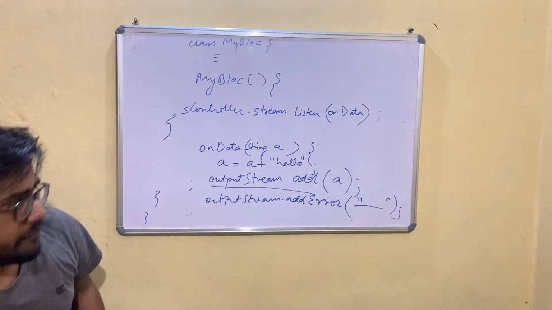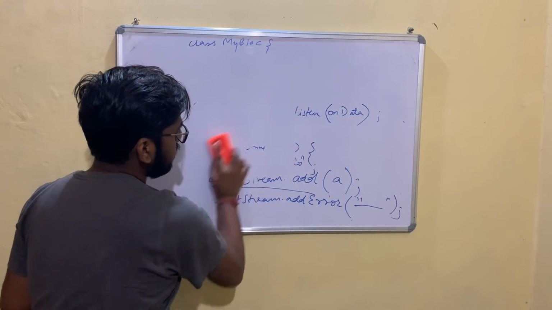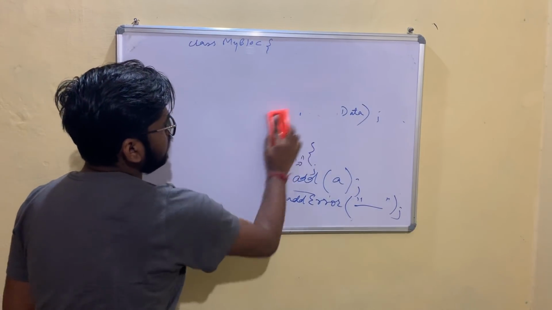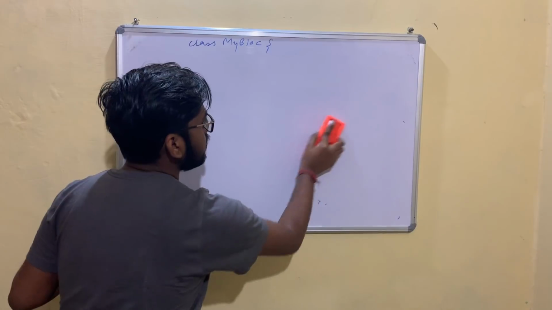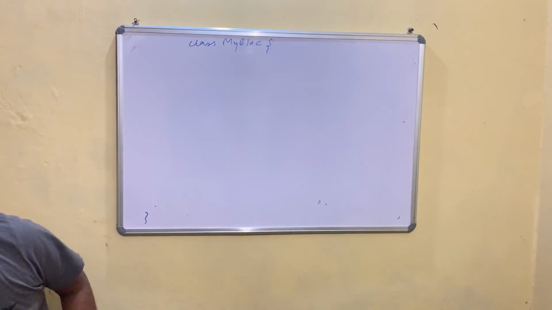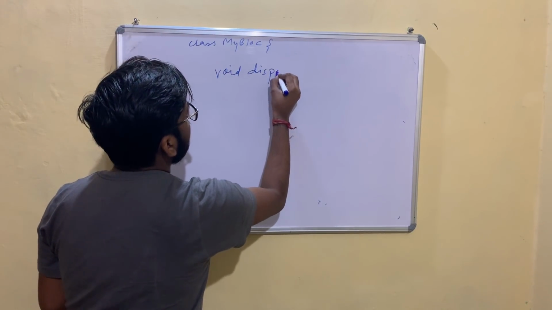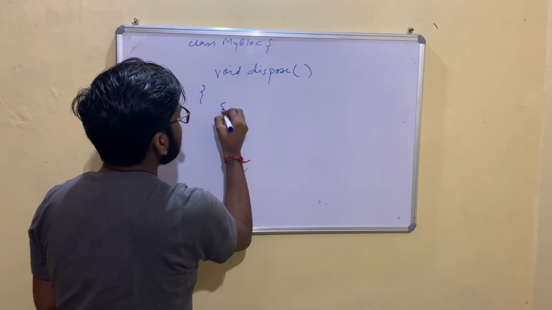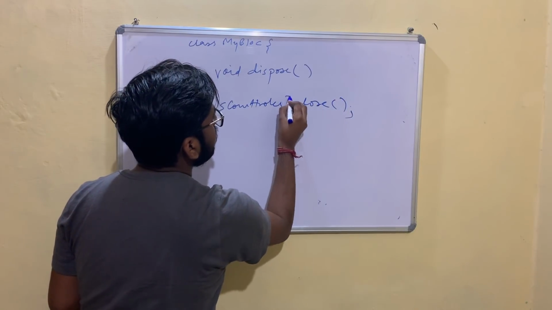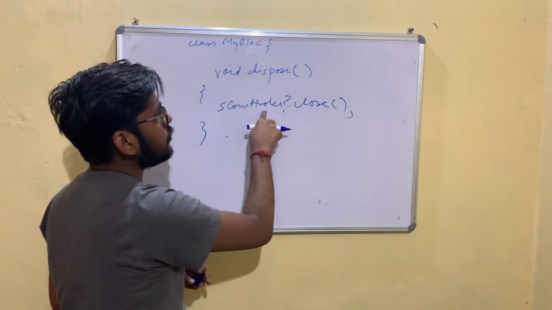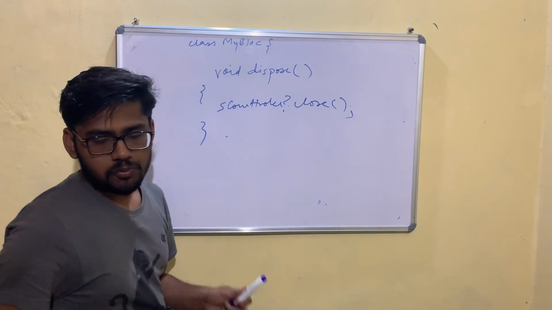Okay, now one more thing is that after doing all these things, you also need to close the stream, because it can cause memory leaks and performance issues if you do not close the streams as soon as you are done with them. Okay, so you can write something like a void dispose method, and inside that you will say sController.close. You can also write a question mark here to say that if it is not null, then close it. Okay, so this is how you will make this BloC.